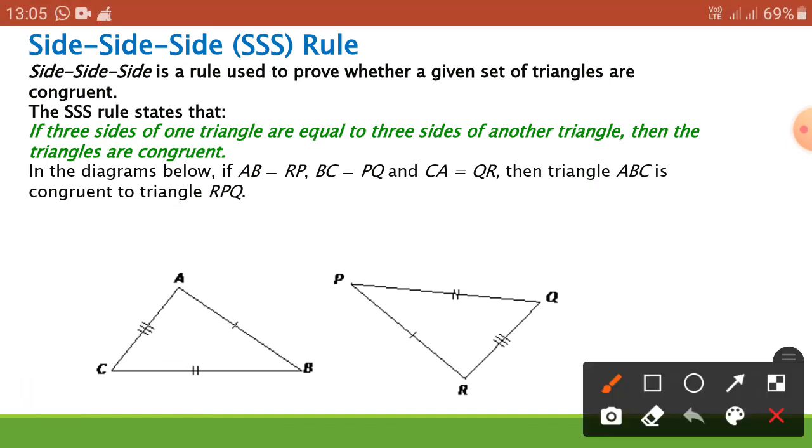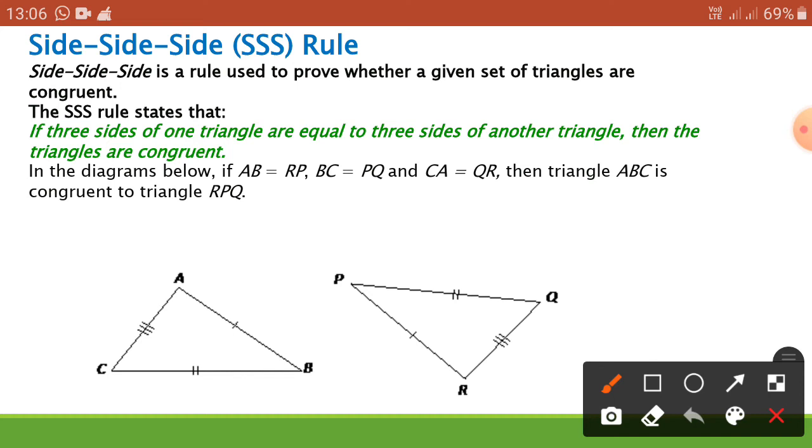The first one is the SSS rule. SSS is a rule that is used to prove whether a given set of triangles are congruent or not. The SSS rule states that if three sides of one triangle are equal to three sides of another triangle, then the triangles are congruent.